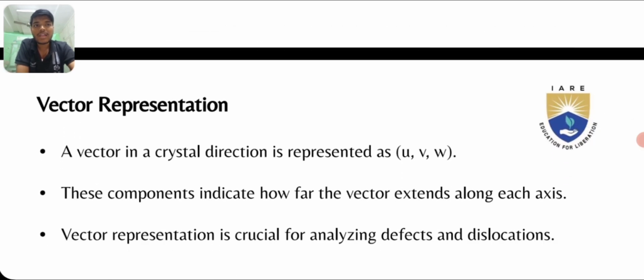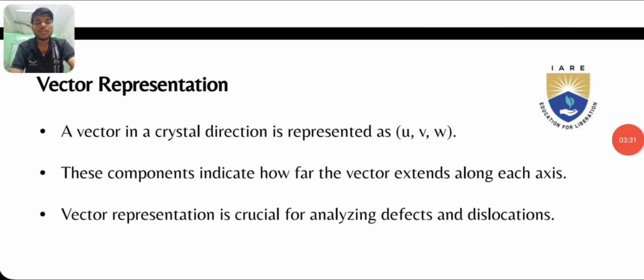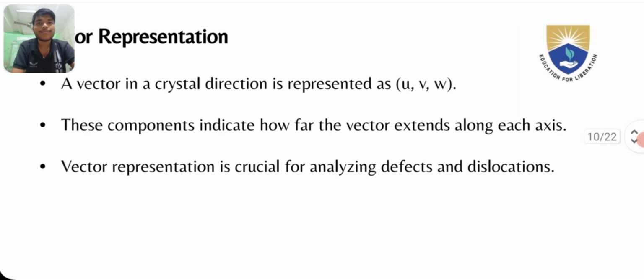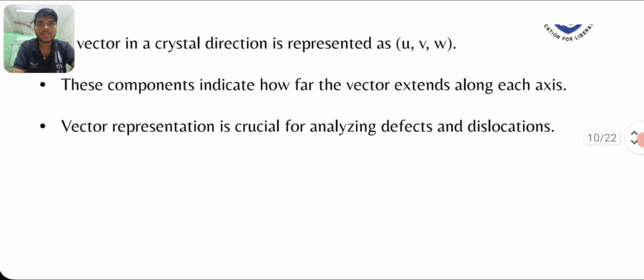Vector representation. A vector in a crystal direction is represented as u, v, w. These components indicate how far the vector extends along each axis. Vector representation is crucial for analyzing defects and dislocations. This is the vector representation.